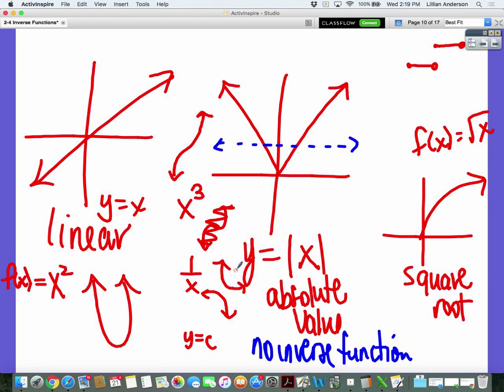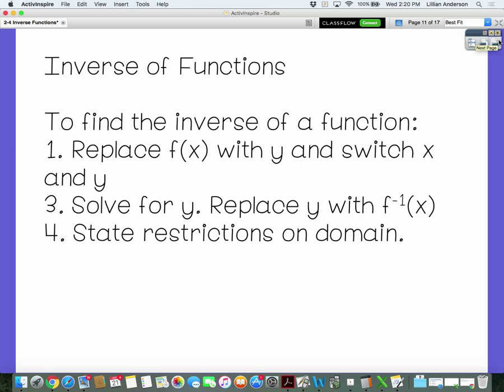Reciprocal. Is it one-to-one? This was actually yes. It never touches. It continues to decrease. And my constant, one-to-one? No. It doesn't pass the horizontal line test. It's the horizontal line, so it can't pass it. Just a good review, just kind of beat that into your brains, okay?